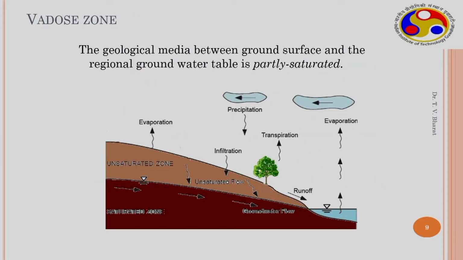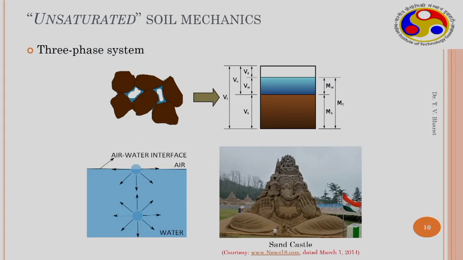But however, in nature, you have unsaturated soil. The geological media between the ground surface and the regional groundwater table, a thick or depth-varying geological media, is partly saturated. Essentially you will have a three-phase system. So you have pore airspace, pore water, and soil solids. So this is the volume of air, volume of water, and volume of solids. So this is the volume of voids. Within the void space you have two phases. One is air, one is generally water, or sometimes you may have oil or something else. So this is the most natural case.